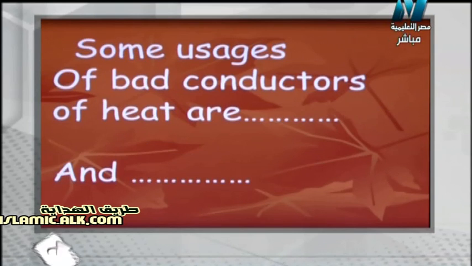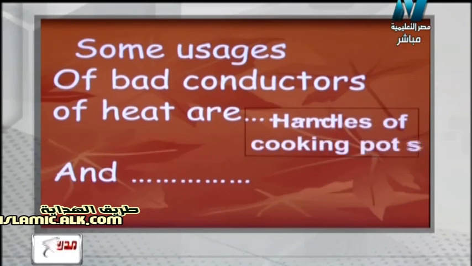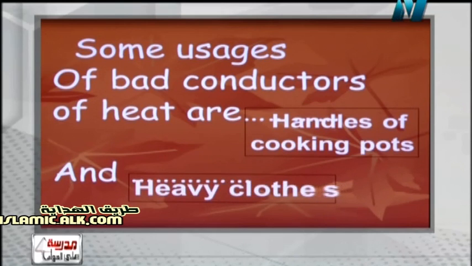Another question. The question says some uses or some usages of bad conductors of heat are. ايه هو استخدام الباد conductor؟ هنا برضه بأكد مش عايز examples, أنا عايز uses استخدام. Such as what? Such as handles of cooking pots يعني يد أو مقبض أواني الطهي, and also the heavy clothes الملابس تقيلة are also bad conductor because they are made of or manufactured from wool. ما هي بتصنع من الصوف عشان هو bad conductor of heat. Again, some usages of bad conductor of heat such as handles of cooking pots and also heavy clothes.